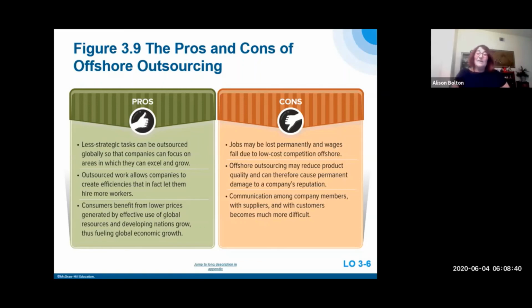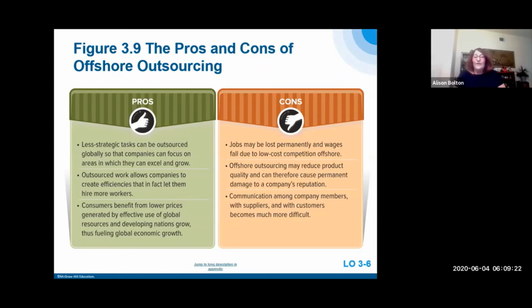Very, very important. But then you have your cons. You may have a loss of jobs permanently. People may have to move, and then you may have a problem with wages in that country. Low-cost competitive issues offshore need to be really considered. And then the quality of the product may be reduced because you're not overseeing it like when it's underneath you where you're located. When it's in a different country, you don't always have your hands on it, so you don't know what's going on, and that can hurt the company's reputation.